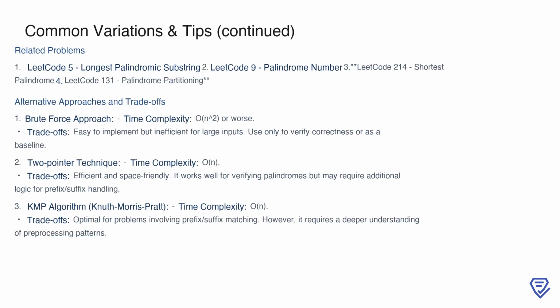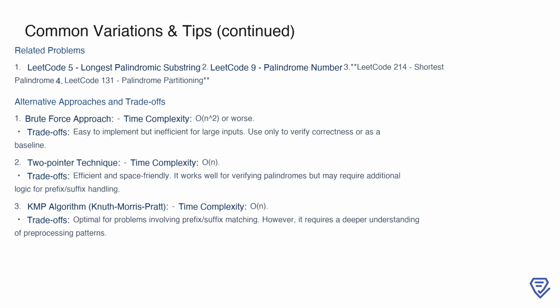The shortest palindrome problem is closely related to several other problems that you might encounter. For example, LeetCode 5, the longest palindromic substring, focuses on finding the largest contiguous palindrome within a string. LeetCode 9, palindrome number, shifts the context to checking whether a number reads the same backward as forward. Then there's this problem, LeetCode 214, and LeetCode 131, palindrome partitioning, which explores breaking a string into the smallest possible palindromic segments. These problems share similar themes and techniques, making them useful practice for building your understanding of string manipulation and symmetry.